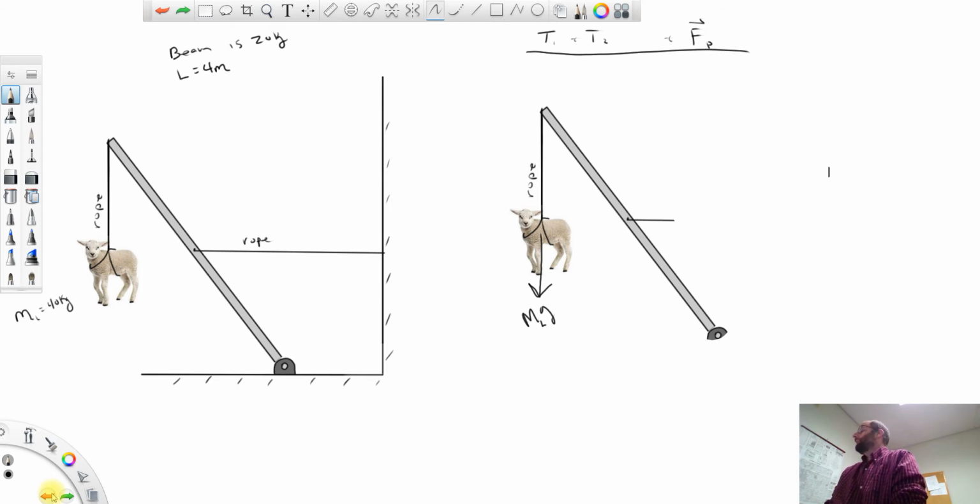Now, other forces acting on the beam. The beam has a gravitational force acting down at its geometric center, so we've got an mg for the beam. Right here, surface in contact, we've got a tension acting to the right. Let's call that tension 2. We've already found tension 1. That's the weight of the lamb, roughly 500 newtons, mg. Now we're going to look for the tension in this rope and the force at the pin.